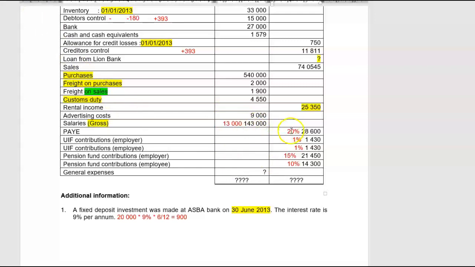ourselves. So for the last month of the year, pay-as-you-earn would have been 20% of 13,000. UIF by the employer, so the employer's contribution, would have been 1% of 13,000. The same applies to the employee's contribution. The employer's contribution to the pension fund would have been 13,000 multiplied by 15%, and the pension fund contribution of the employee would have been 13,000 multiplied by 10%.